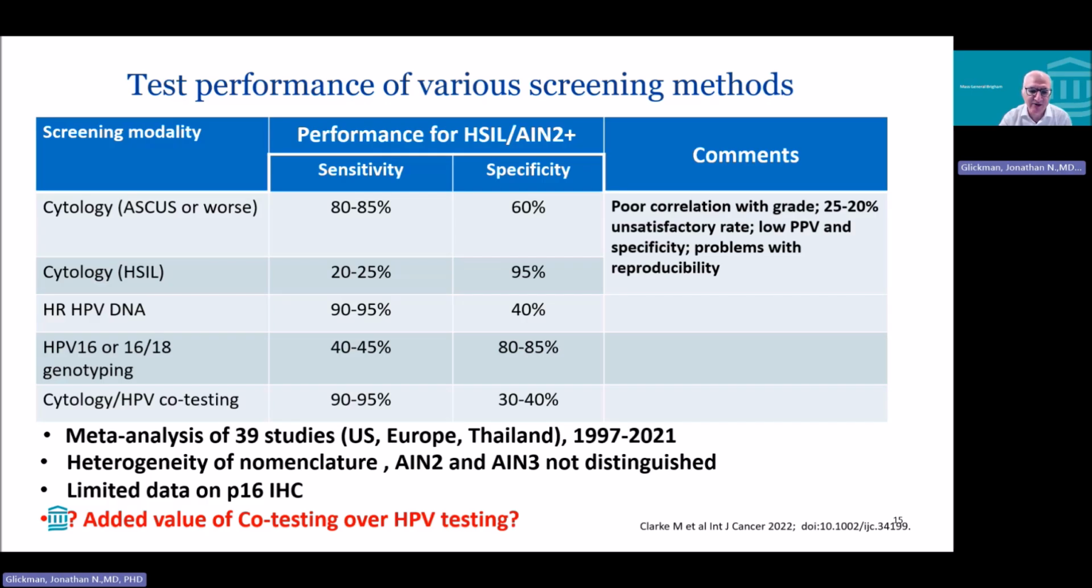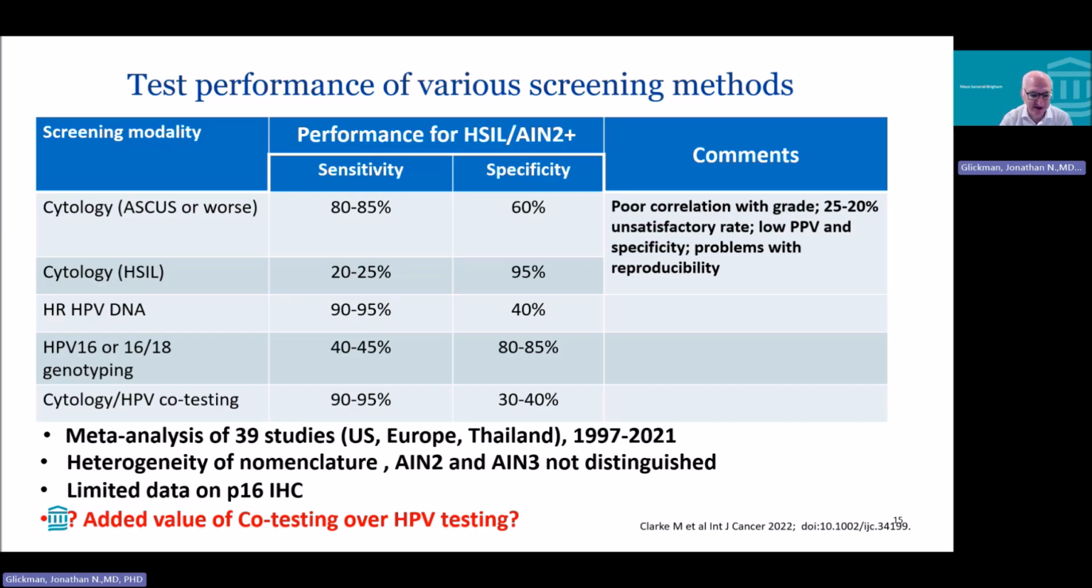And if one limits the viral testing to only specific high-risk subtypes, there's a trade-off of a high degree of specificity but low sensitivity. Unfortunately, if one combines cytology and HPV co-testing, which seems like a sensible approach, there doesn't seem, at least based on the data so far, much of an improvement in specificity while retaining a high degree of sensitivity. So I think that does question the added value of co-testing over HPV testing, but this is definitely an evolving field.